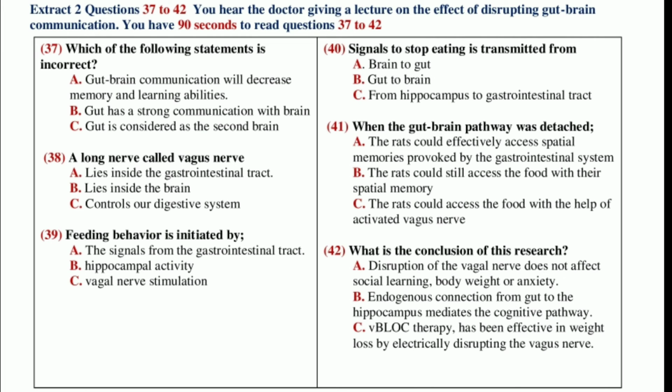For instance, the study revealed how feeding behavior initiated by hippocampus activity is directly activated by vagal nerve stimulation, mediated by signals from the gastrointestinal tract. It appears obvious that signals from the gut would be communicating with the brain in this way, allowing us to know when we should stop eating.